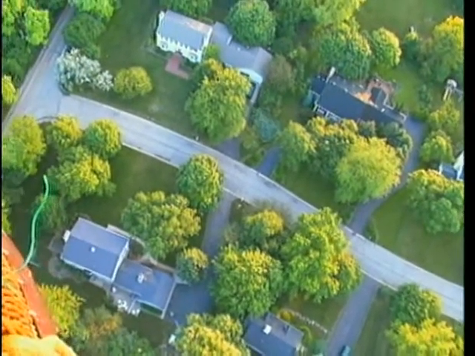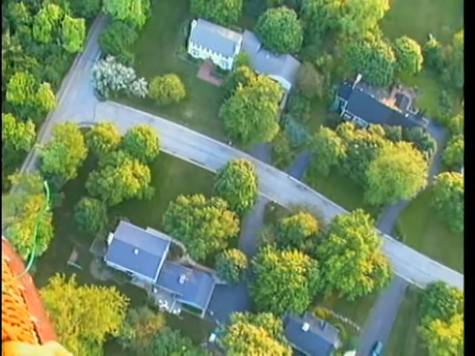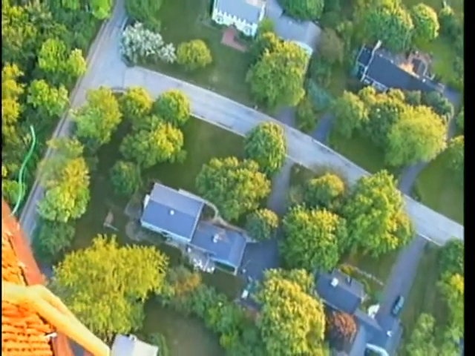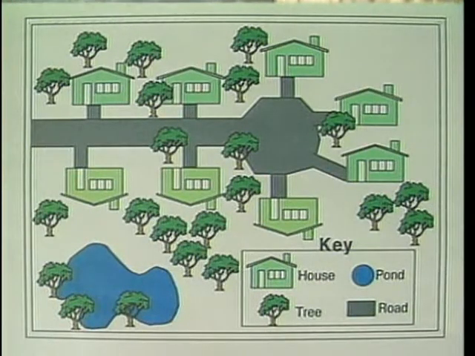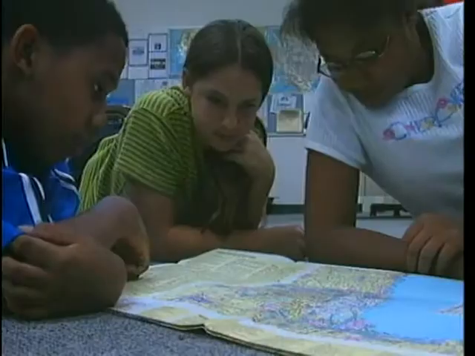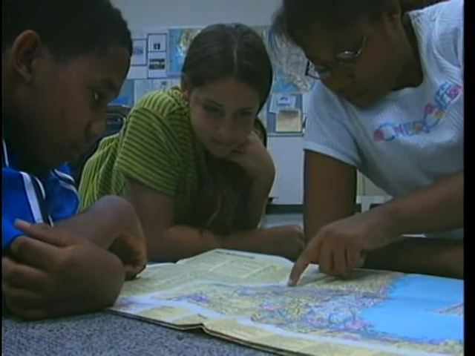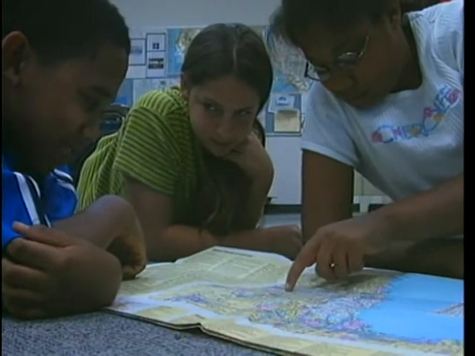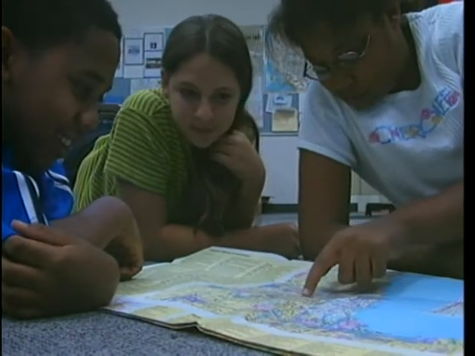For instance, here is a neighborhood of houses and streets. A map could be drawn to show the location of the houses, trees, ponds, and streets. A map is a flat drawing of a place. People use maps to find their way around unfamiliar places or to locate certain places.